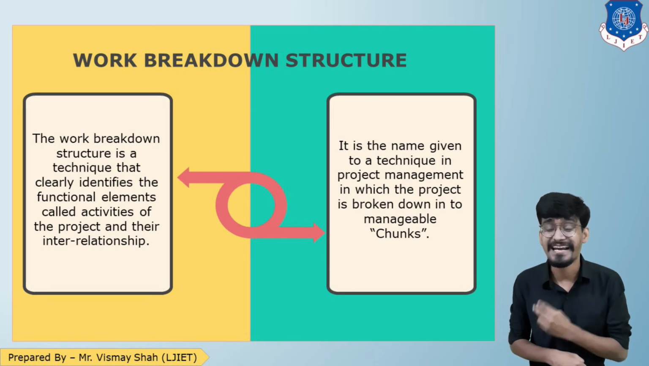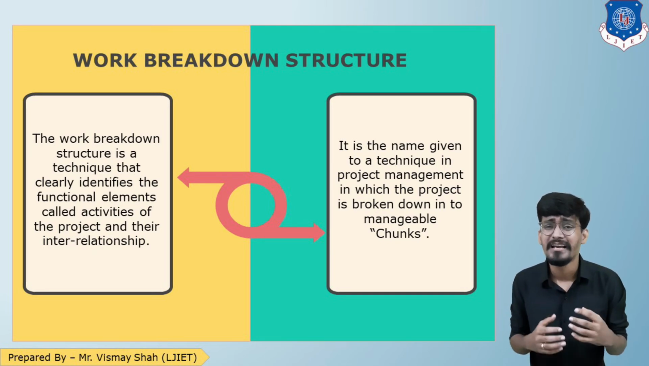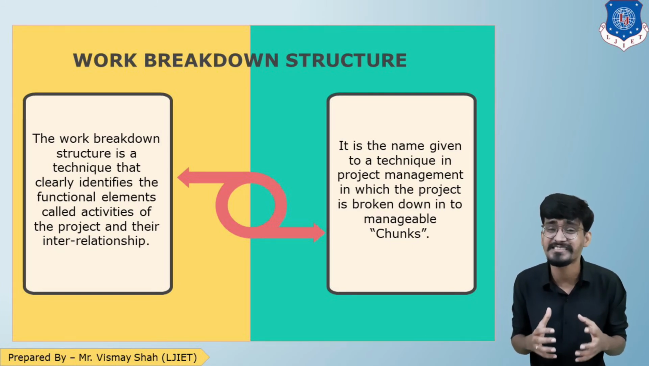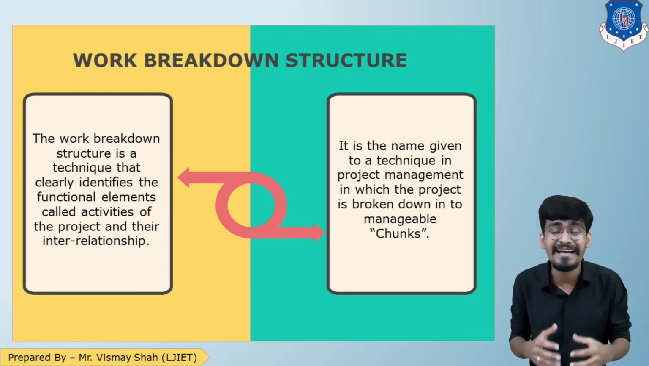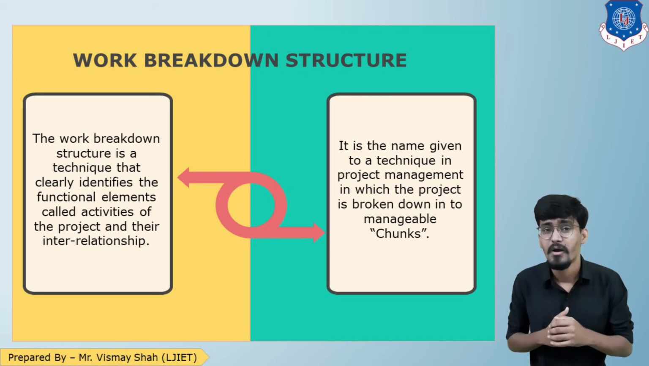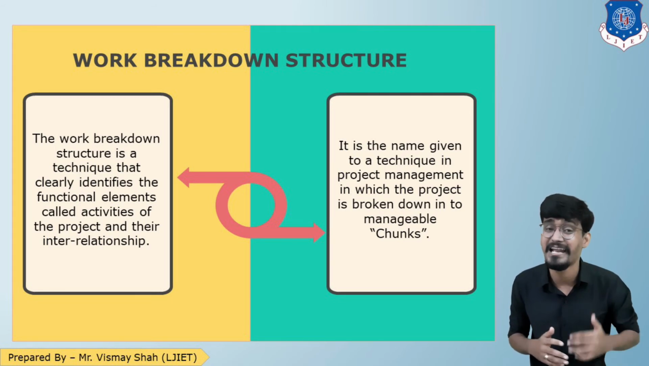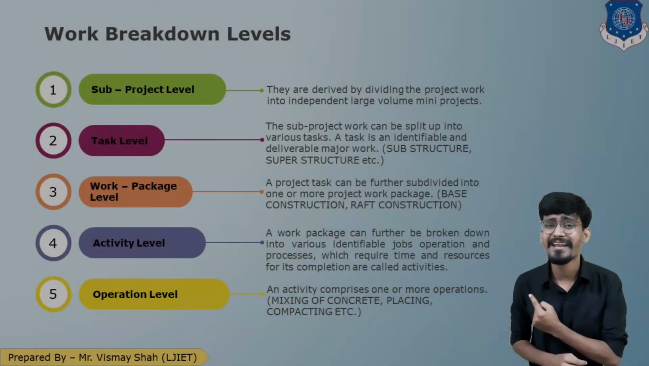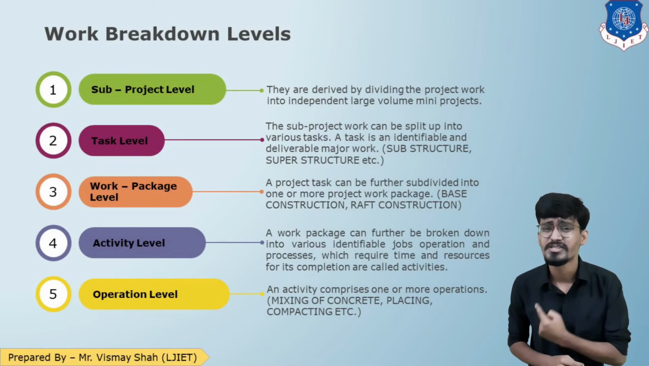The second definition is, it is the name given to a project management technique or approach in which the project is broken down into manageable chunks. Chunks means manageable parts or manageable activities. So that is what work breakdown structure is. In simpler terms, to identify the activities, break the project and identify the activities. Now to break the project, there are different levels at which you can break the projects. Let us see those different levels. So here are the 5 work breakdown structure levels.